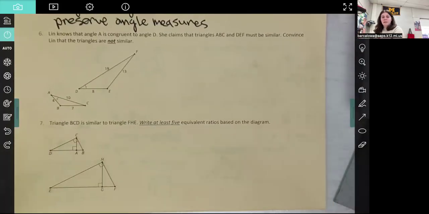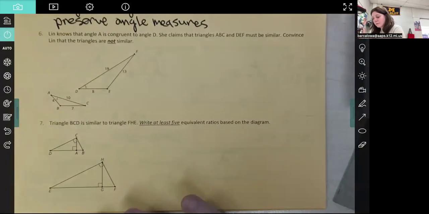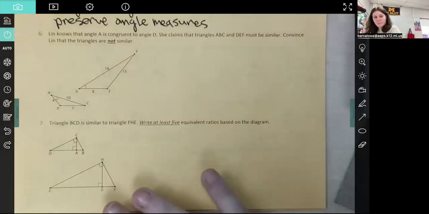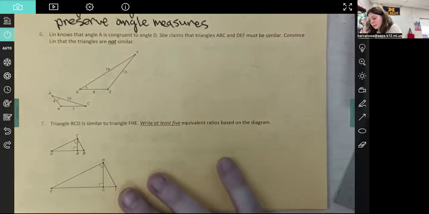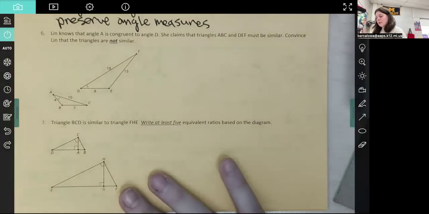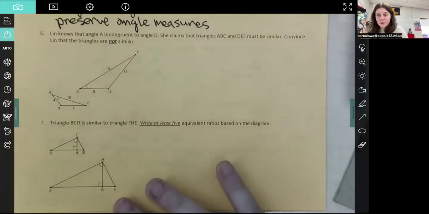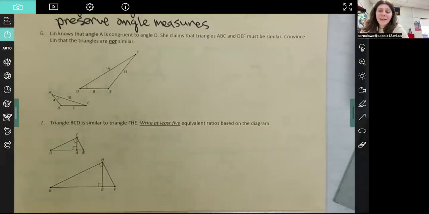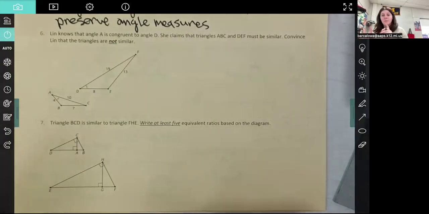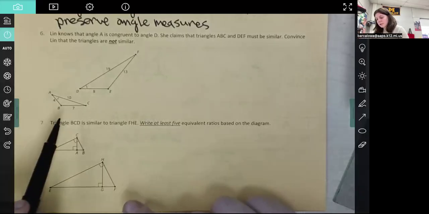All right. Lynn knows that angle A is congruent to angle D, okay? Marked. She claims that these triangles must be similar. Convince Lynn that the triangles are not similar. All right. One angle is not enough to show similar triangles. Every single pair of corresponding sides has to have the same scale factor. All right? So let's look.